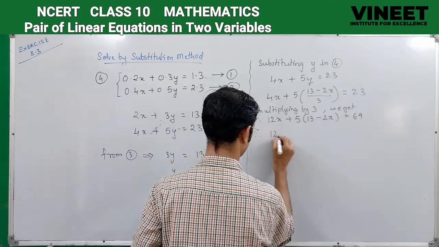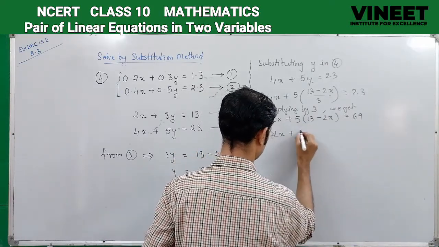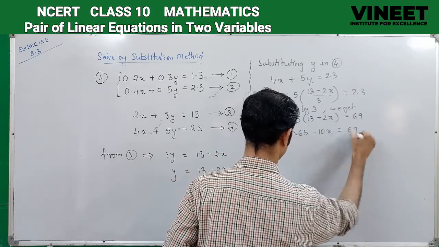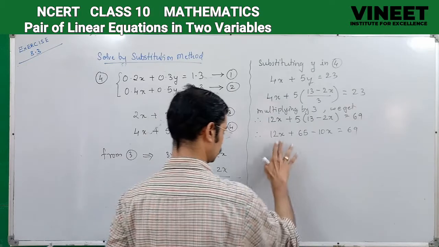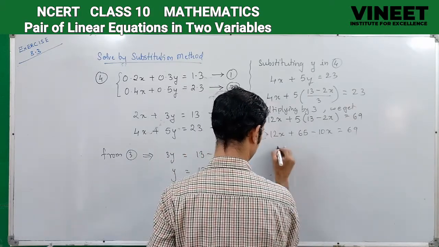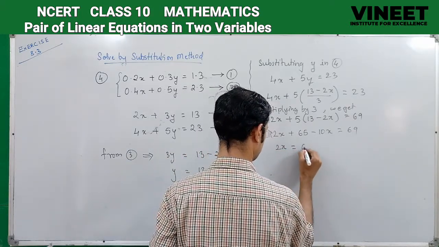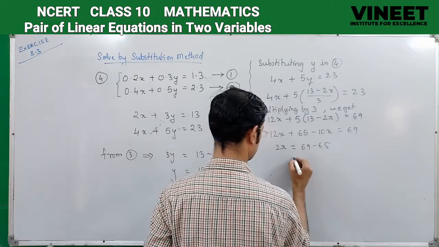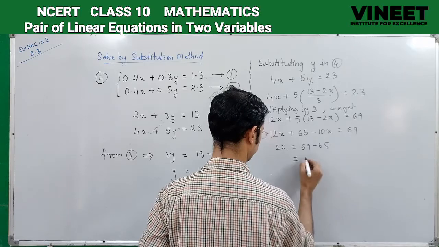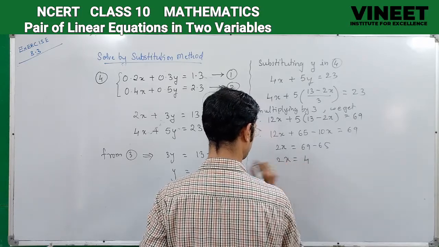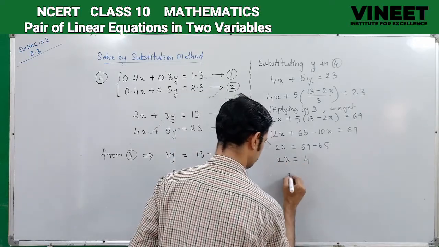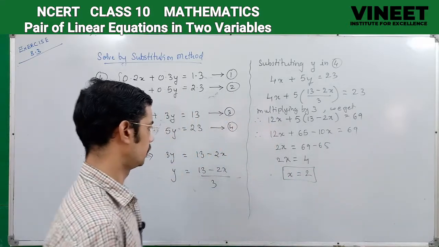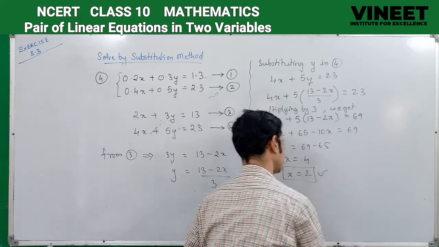So this is 12x plus 13 5s are 65 minus 5 2s are 10x, and that is equal to 69. So 12x minus 10x will give you 2x, and that is equal to 69 minus 65. This 65 goes to that side, so it becomes 69 minus 65, which is 4. So x becomes 2. So we have the value of x as 2.